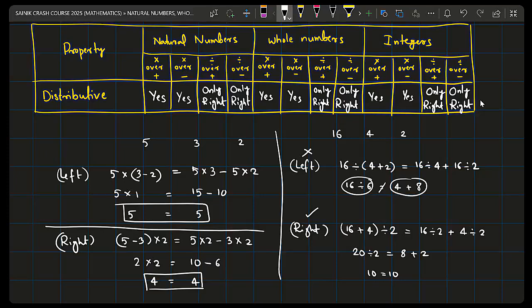So you can copy this table, and if you want to take, you can copy the examples also. But no need of taking the same examples. You can take your own examples and check whether they are satisfied or not. So division also distributive over addition and subtraction, but only in the right manner, not in the left manner. Copy the table.